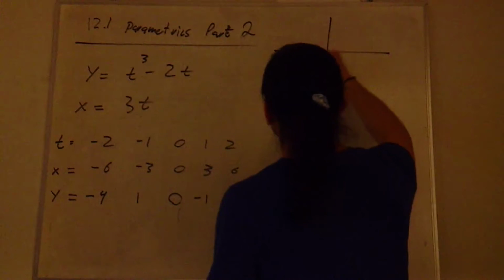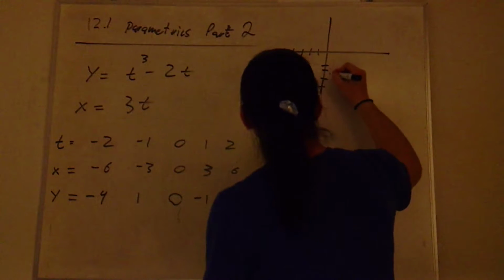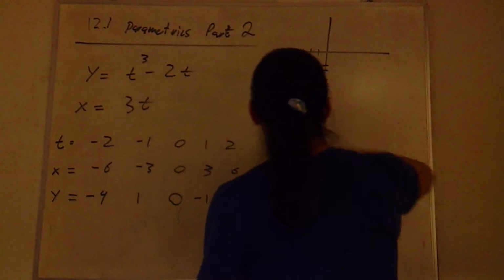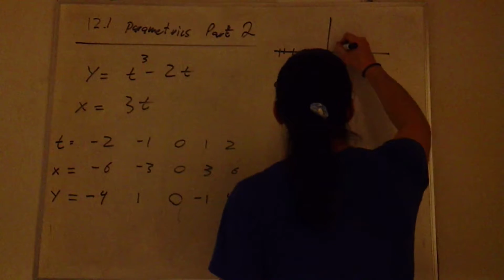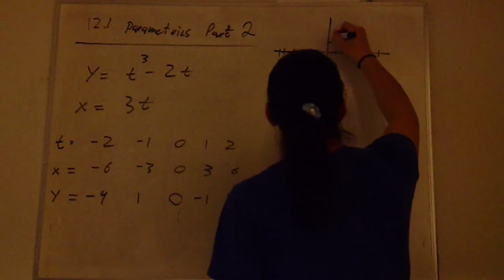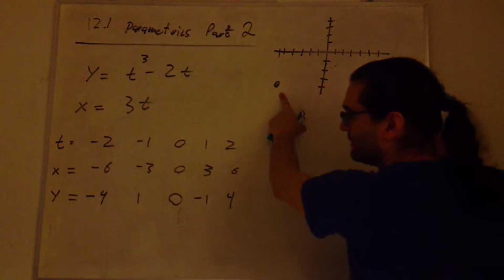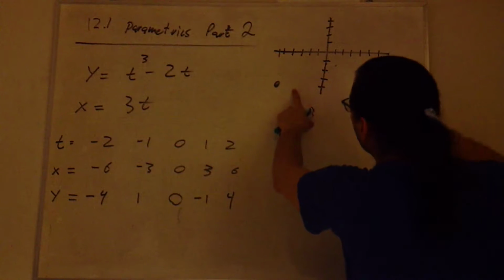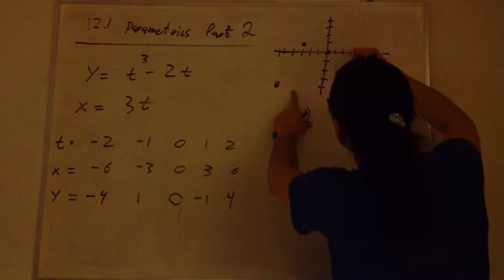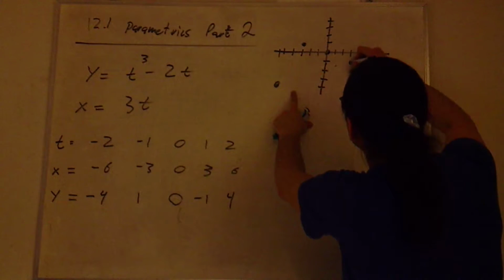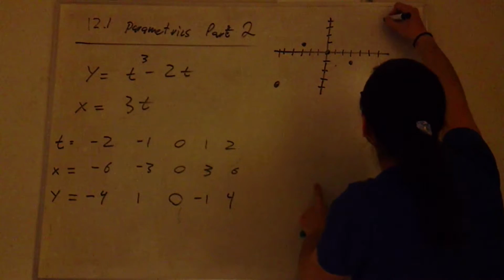So I'm going to start with -6. 1, 2, 3, 4, 5, 6. 1, 2, 3, 4. -6, -4 is down here. Okay. -6, -4, we'll start there. -3, +1 is up here. 0, 0 is right in the middle. +3, -1 is right here. And then +6, +4 is up here.